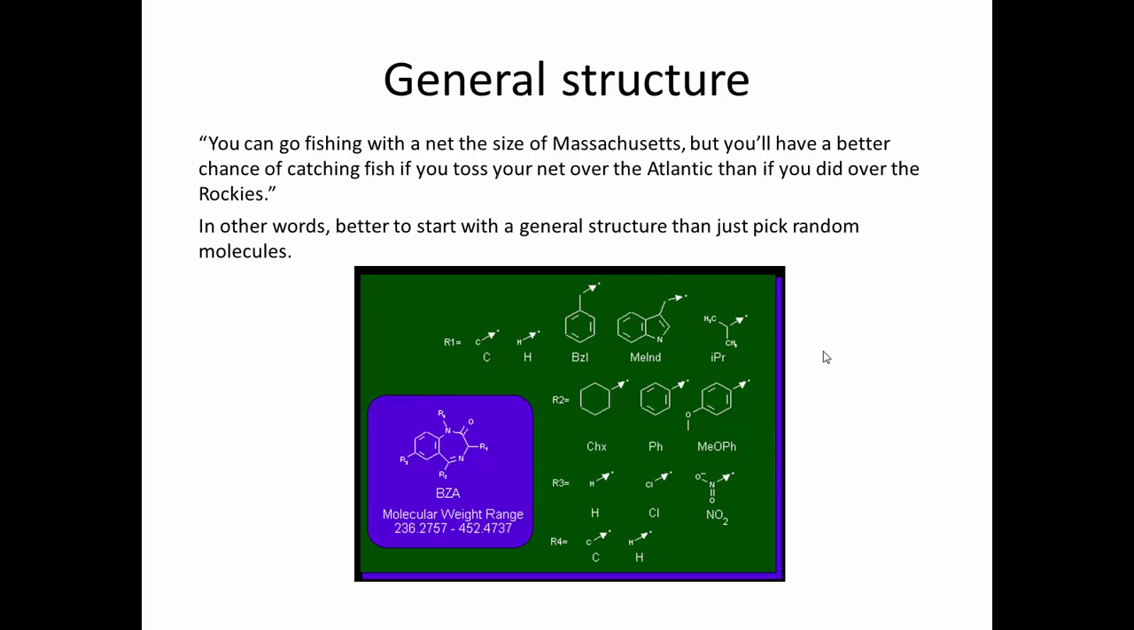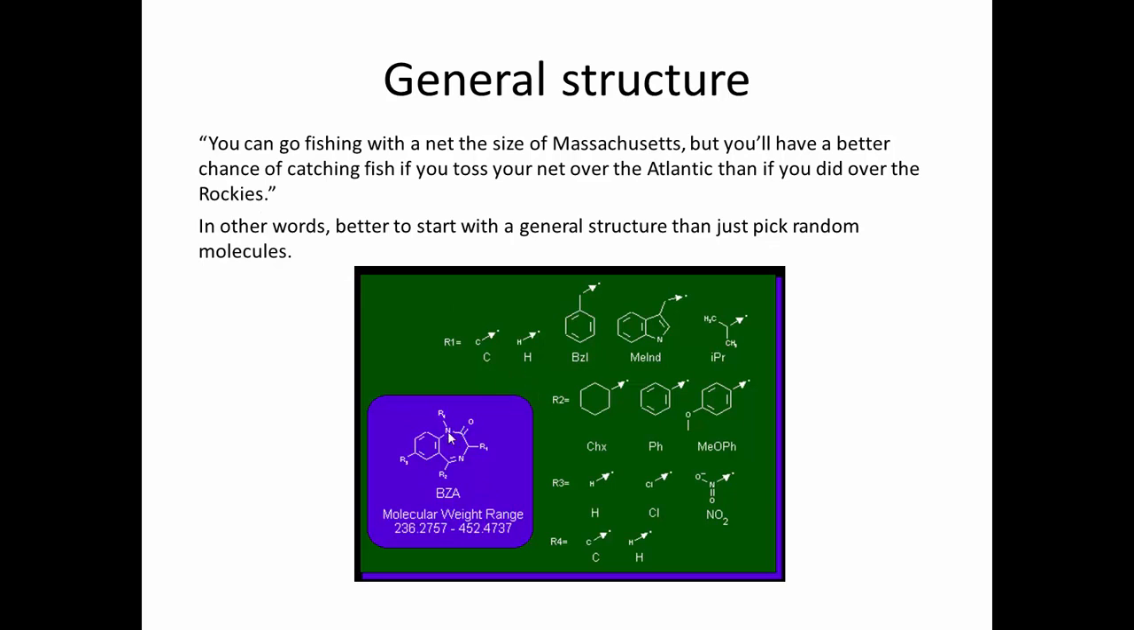Okay, so something to consider in terms of looking for things. And this is what we're doing. We're looking for things that work. A good phrase I heard that exemplifies all this: we can go fishing with a net the size of the state of Massachusetts. However, we'll have a better chance of catching fish if we toss our net over the Atlantic Ocean than if we did over the Rocky Mountains. So, in other words, it's better to start with a general structure than to just pick random molecules.